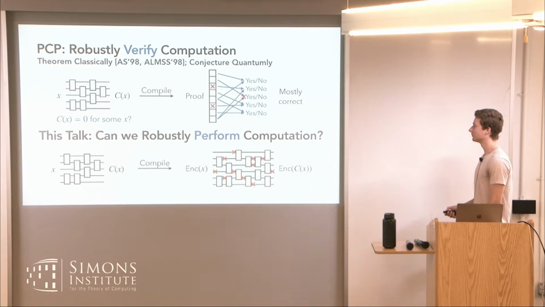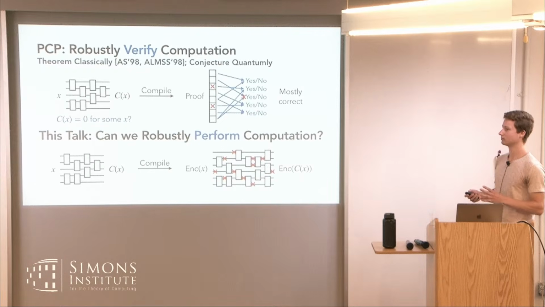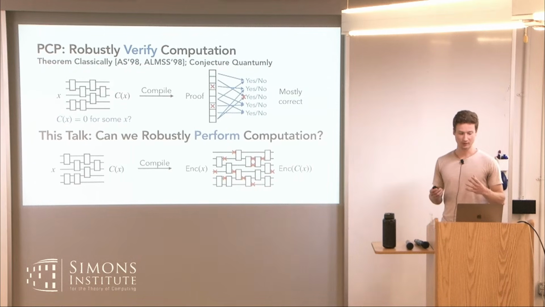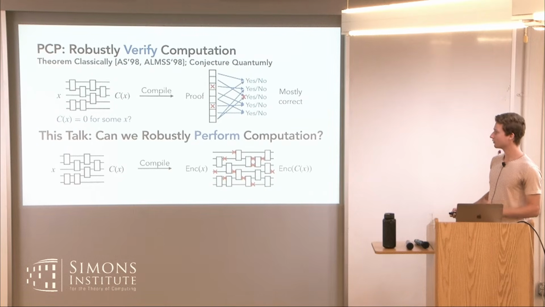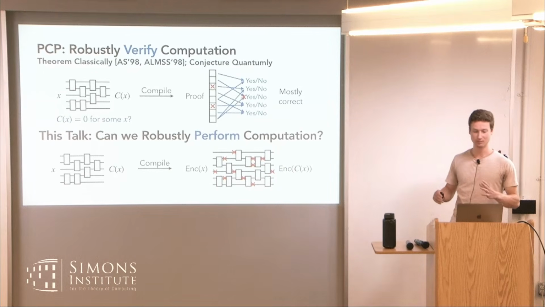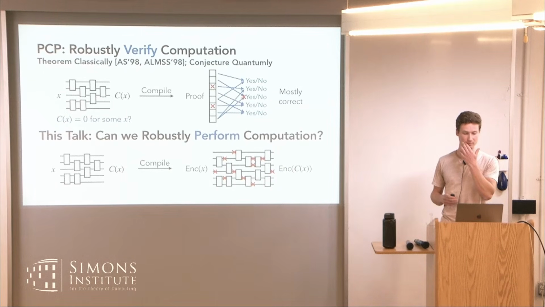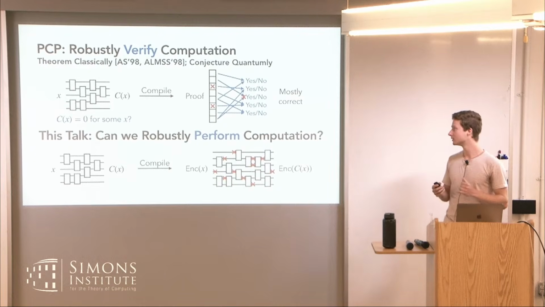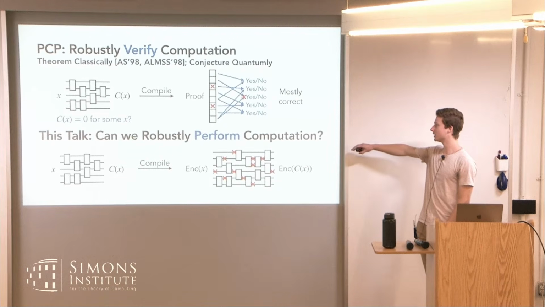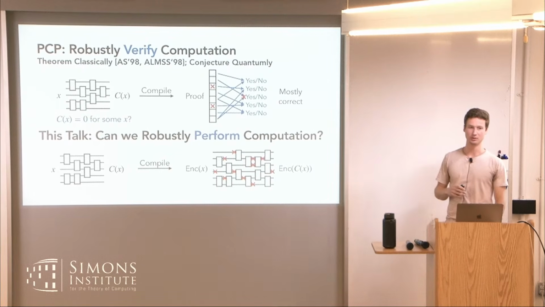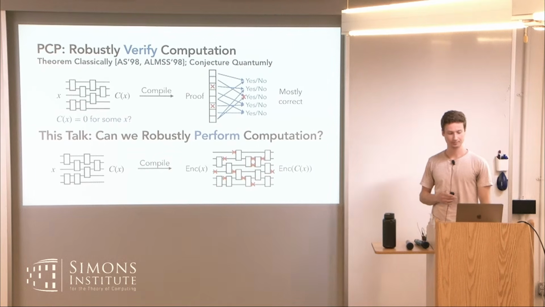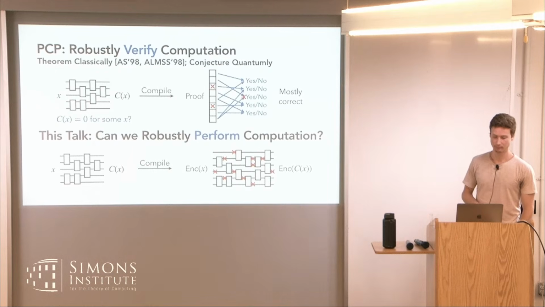So aside from the general idea that robustly performing computation sounds similar to robustly verifying computation, as I'll describe in a couple slides, it turns out that robustly performing computation is in some sense strictly stronger than verifying computation. Up to some polylog factors, if we can robustly perform computation, we can use that to get PCPs, to get robust verification of computation, at least in the classical setting. Great.